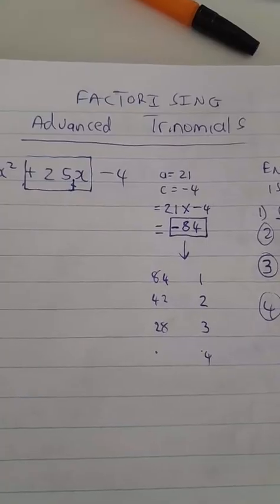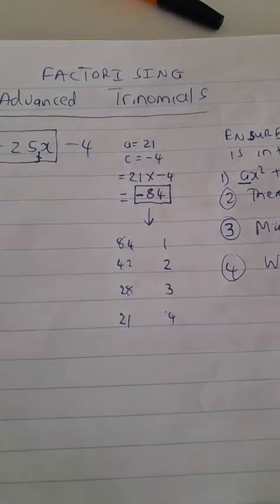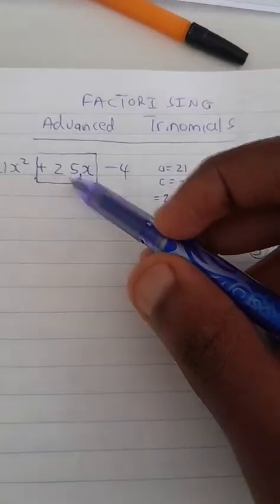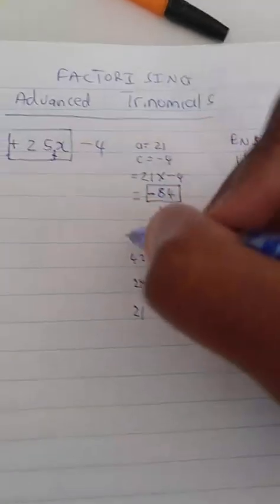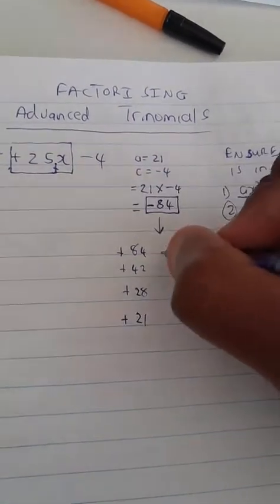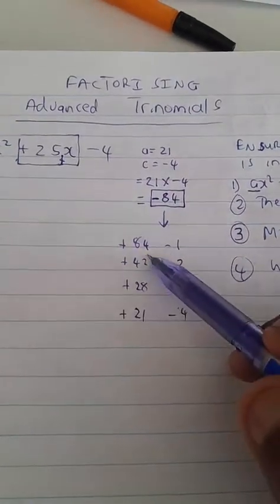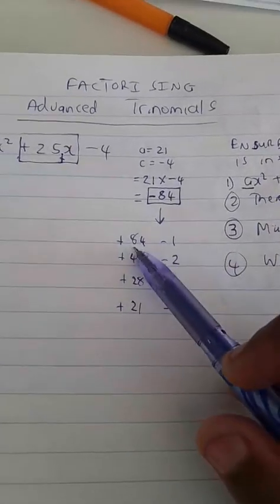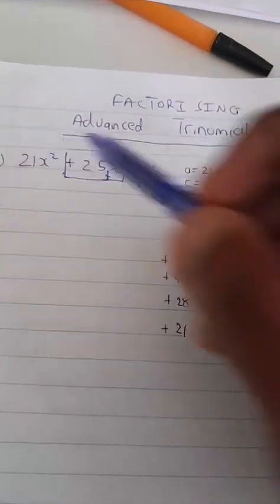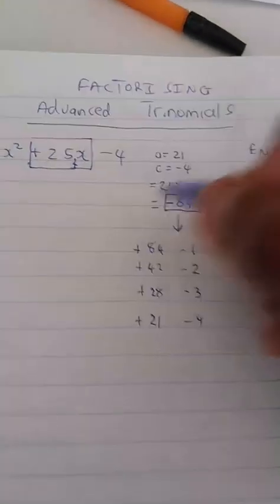Okay, so obviously our calculator is there for usage, very close by. To get positive 25, the big number must be positive, because negative suggests the numbers are different. So which ones, when we add, do we get positive 25? Is 84 minus 1 giving us 25? Or is it 42 minus 2, or 28 minus 3, or 21 minus 4? Which one, when we add?